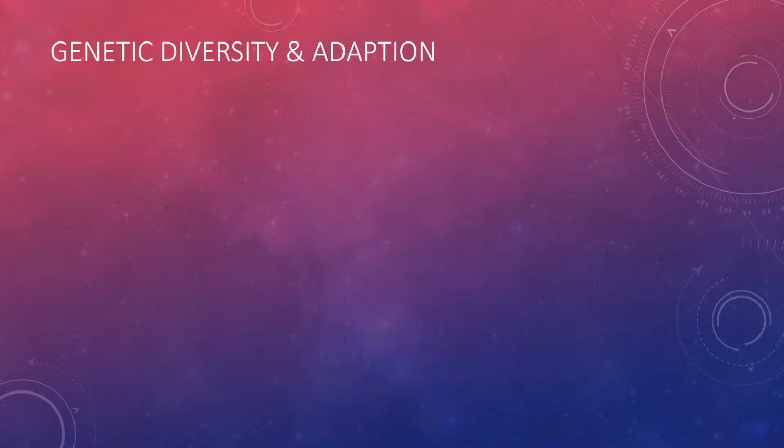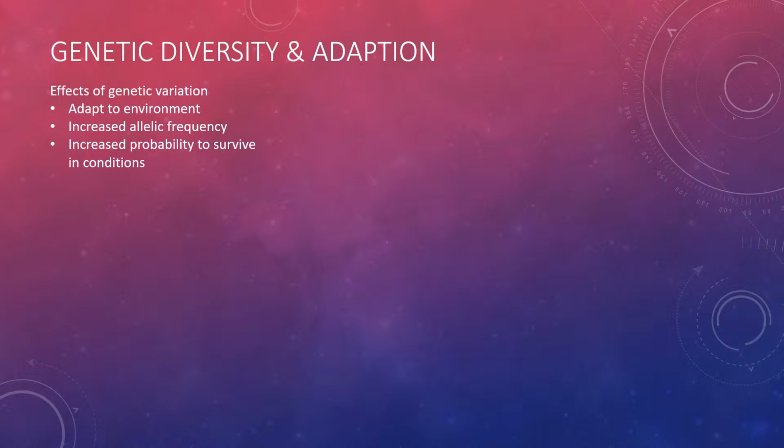Genetic diversity and adaptation. The effect of genetic variation is that species adapt to the environment. It's more likely to provide a wider range of alleles, which will increase the range of characteristics. So there's an increased probability that individuals possess characteristics that will survive in a new environment.